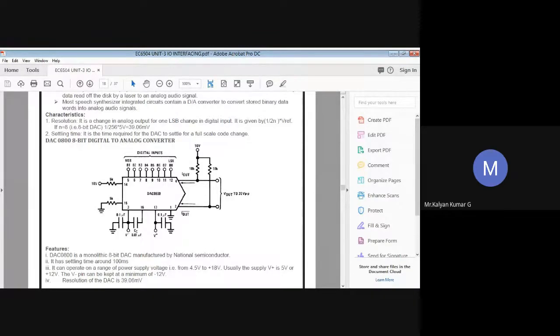For that purpose, I'm going to use switches. It's similar to the normal switch that we use at home, on and off. Here also we are going to use these switches to connect the resistance either to ground or V reference.